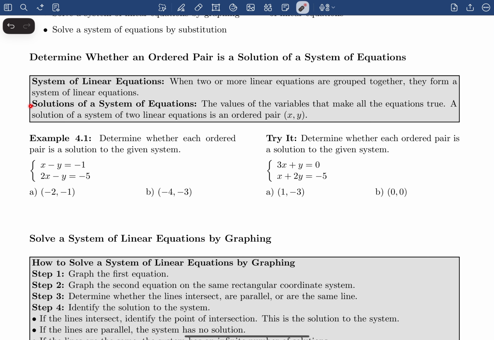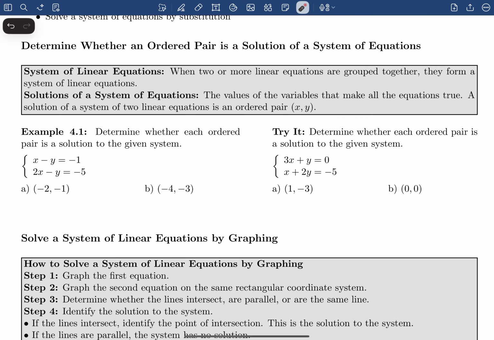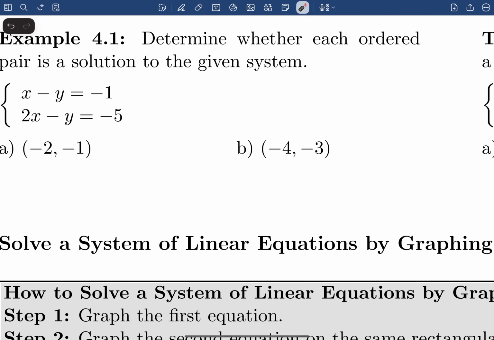And first of all, what is a solution of a system of equations and what does it look like? Well, the values of the variables that make all the equations true. That is what a solution to a system of equations is. And a solution of a system of two linear equations is an ordered pair, x comma y. So our solution will look like this, where we have an x value and a y value, and you'll find those number values.